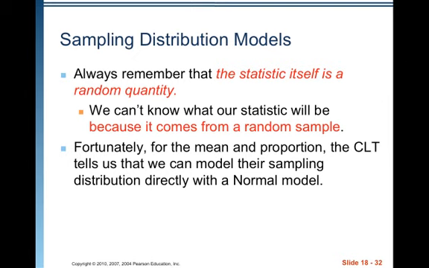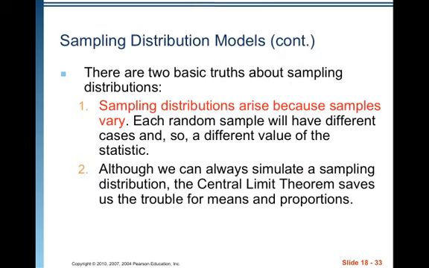It acts as a random variable. We don't know what our statistic will be because it comes from a random sample. Okay, we don't know what p hat's going to be or what y bar is going to be before we take our sample. We take a random sample and we discover what it is. Fortunately for the mean and proportion, the CLT tells us that we can model their sampling distribution directly with the normal model, which is great because we can figure normal probabilities. It's available, boom, easy on our calculator.